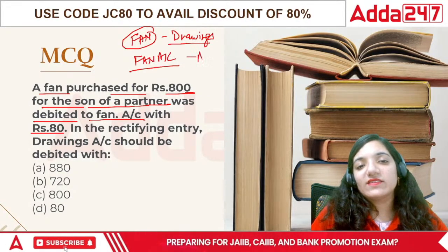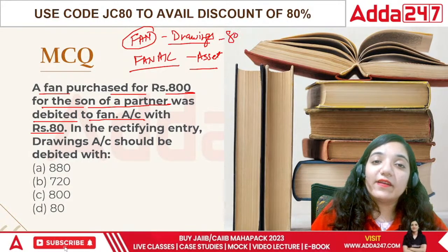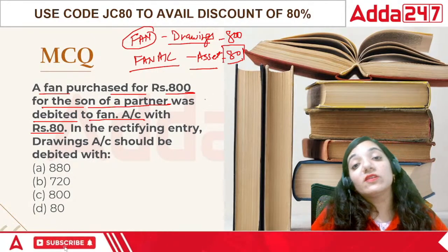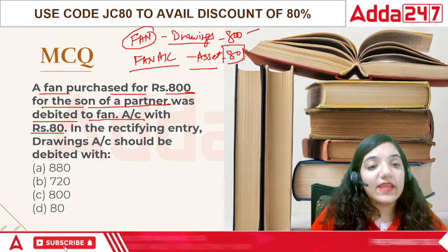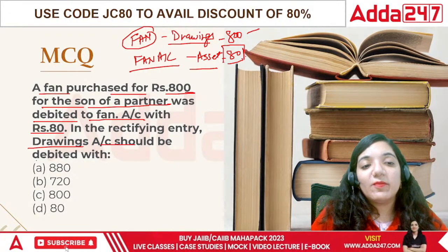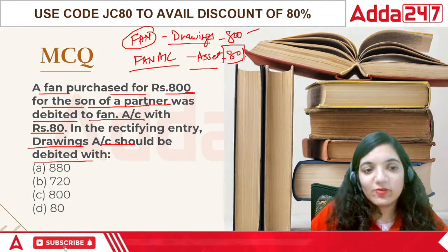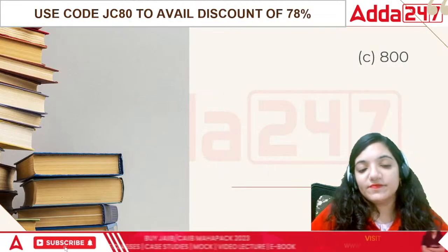Fan is recorded as a fan asset. It is recorded as an asset in the organization, and it is supposed to be of 800 rupees, and I wrote 80. Technically, I am going wrong somewhere. I should record 800 rupees and I recorded 80. So the drawings should be debited with 800. Since the drawings is not recorded at all, similar to the previous question that we did, it should be noted as 800.